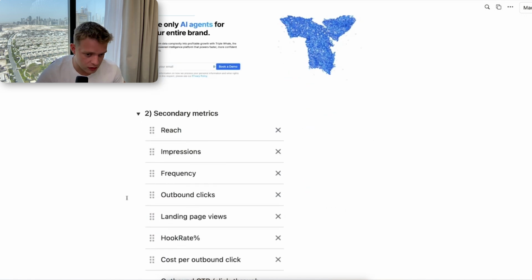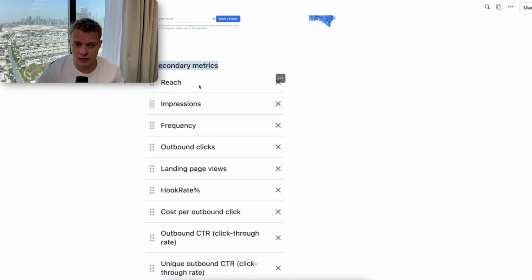But the secondary metrics are as follows. It's reach, like how many people do you reach with your ads? Secondly, your impressions. How many impressions do your ads get? And some people mix this up. Reach is not the same thing as impressions. Impressions is just how many times your ads are displayed.